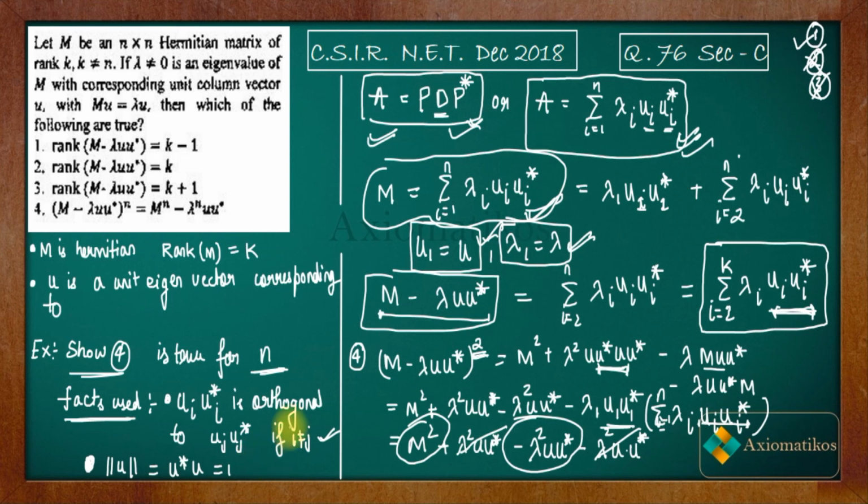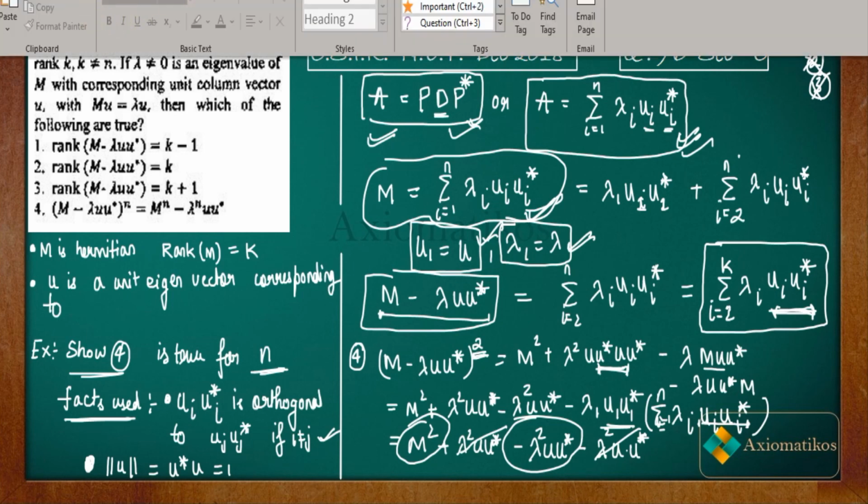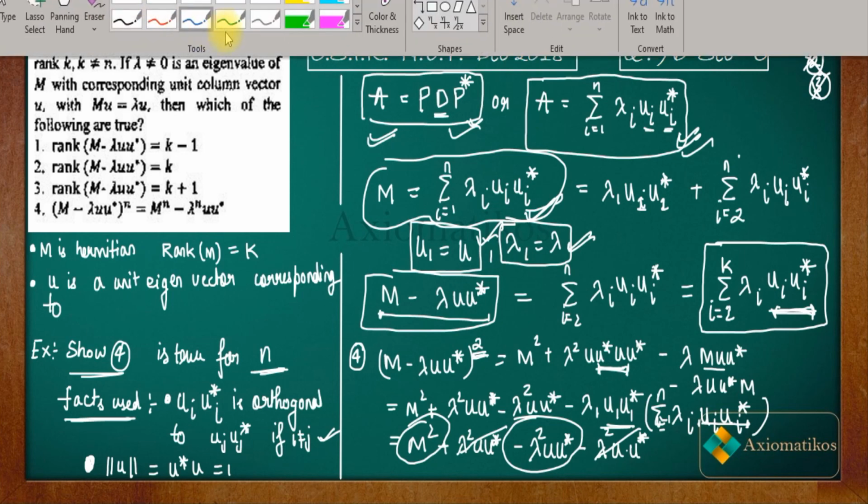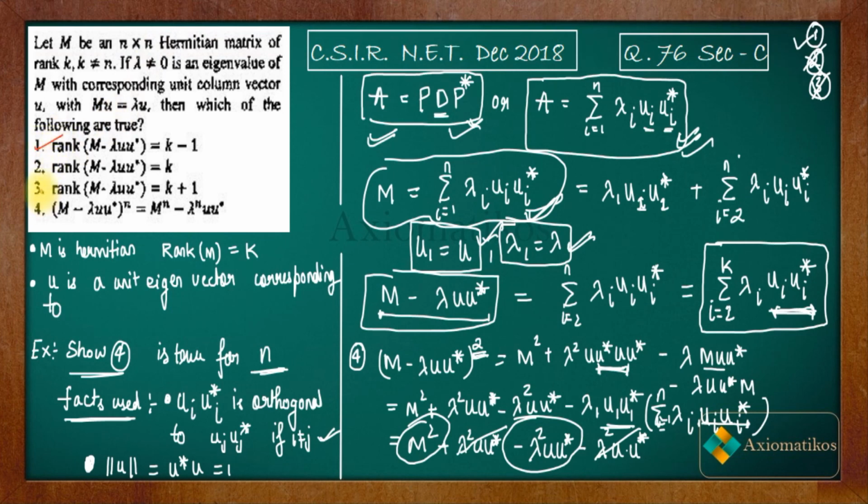So this question is almost done, and what we are getting is that 1 is true, second and third we proved are incorrect, and fourth we proved is correct. So 1 and 4 are the answer for this problem.